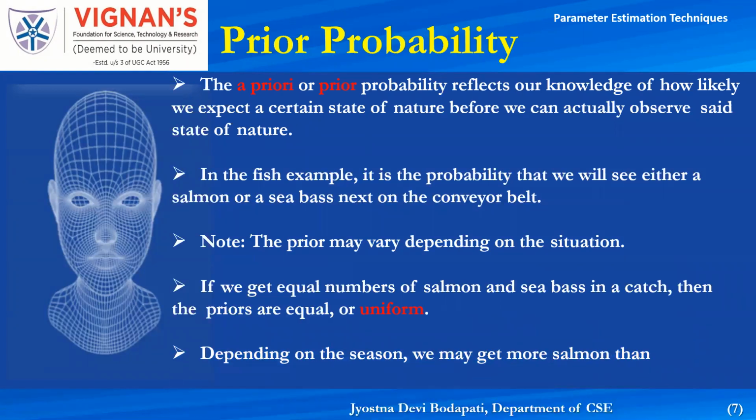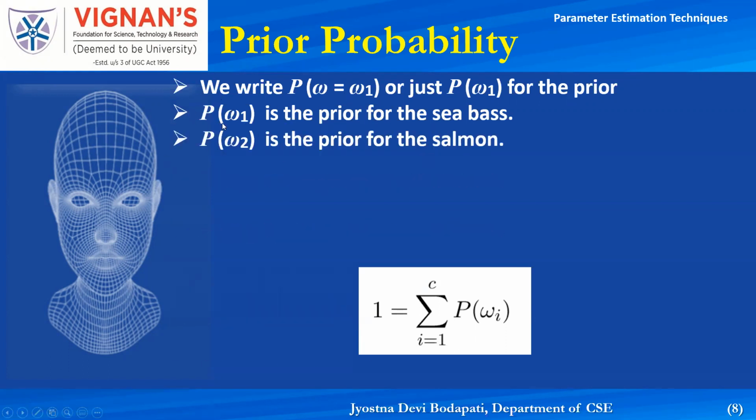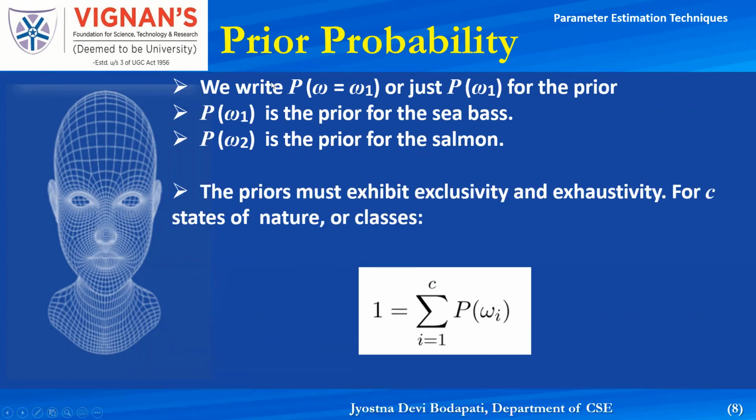And now let's define the prior probability. How do we write the notation for the prior probability? We can write the prior probability as probability of omega equal to omega 1, or simply probability of omega 1. For which class is this the prior probability? The class 1 prior. That is, what is the portion of the examples that belong to sea bass? So probability of omega 1 is the prior probability for the sea bass. And similarly, we define probability of omega 2 as the prior probability for the salmon fish. That's how we define the prior probability.